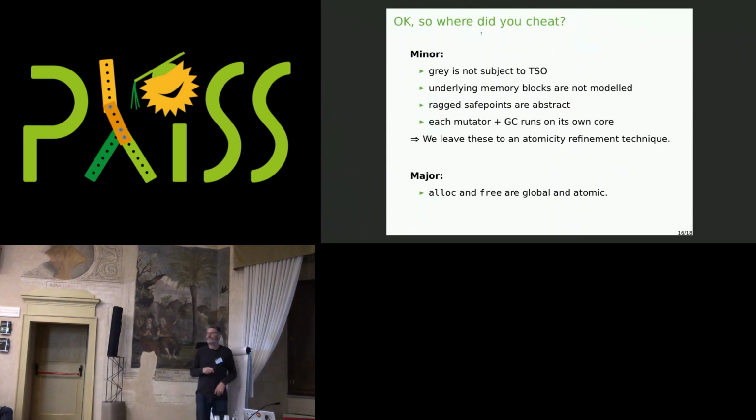Minor things like the grey parts are not subject to TSO. Memory: we did not model the underlying allocation structures. We kept the ragged safe points very abstract because those are ultimately implemented at some level in the operating system. And we assumed that each mutator and GC is running on its own core, they're not sharing cores. It's possible that we can tackle some of these things with modularity or refinement techniques. And I think that's going to be the direction we'll be pushing in for our next project.